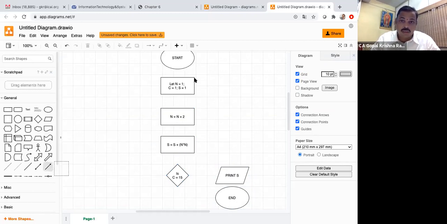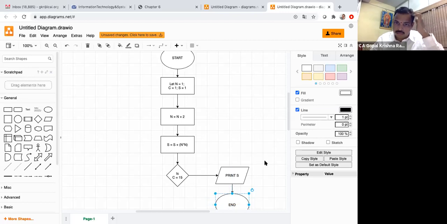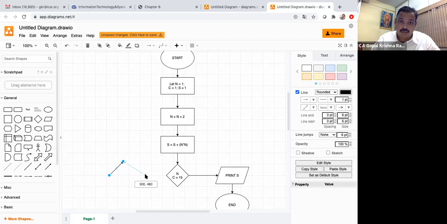So what I will do now is connect everything. This is the next step, connect this. Another step, connect this. Another one, connect this. It actually gets connected automatically. Another one, so this is end. Now another one, I have to go and connect it here.